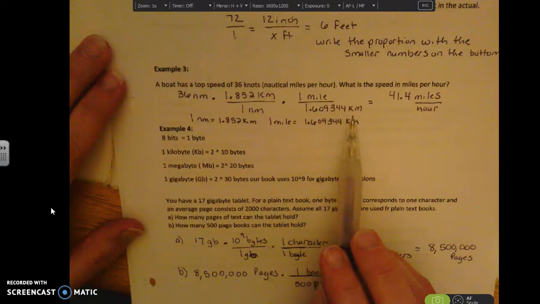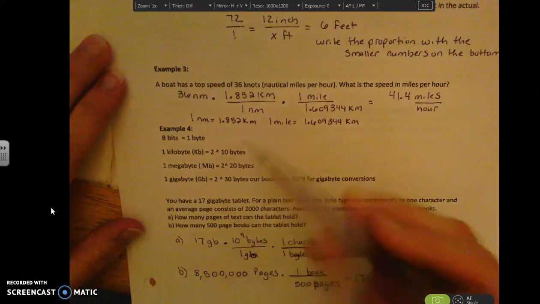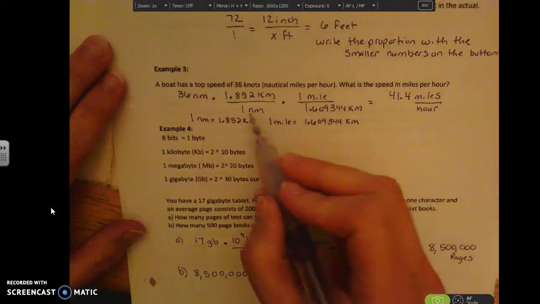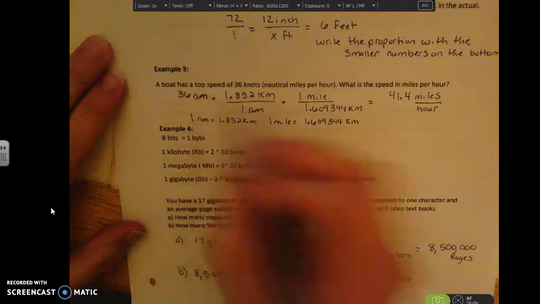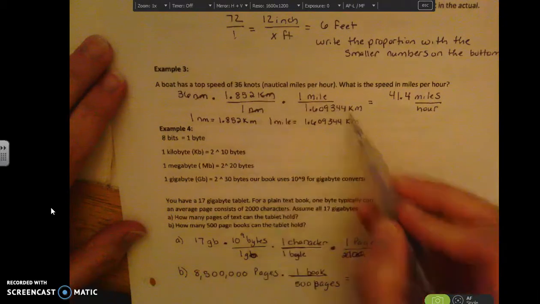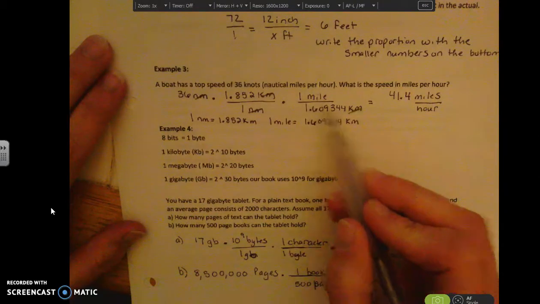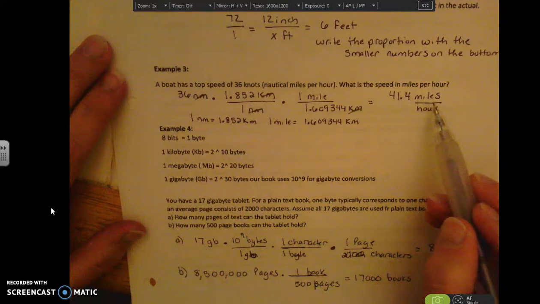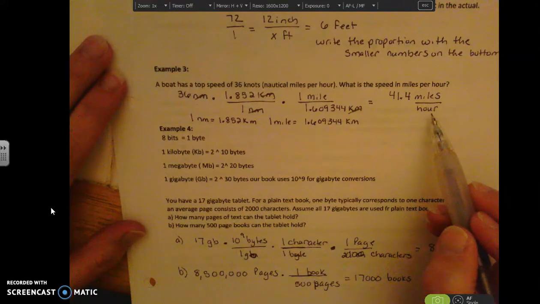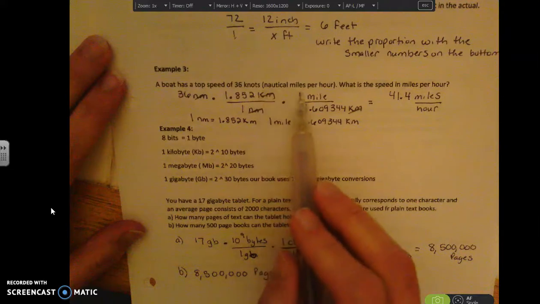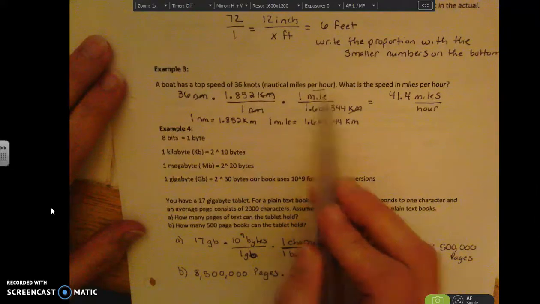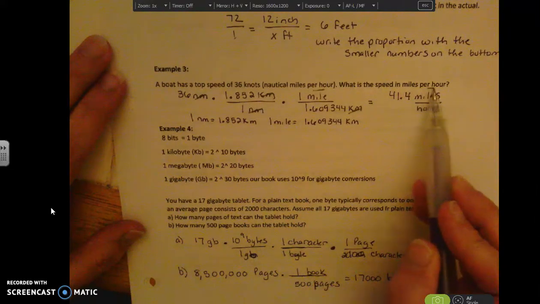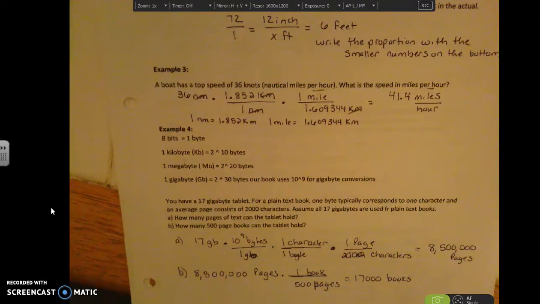1.609344 kilometers. And if you'll notice again, like we've done before, the nautical miles cancel out, the kilometers cancel out, and so I'm left with miles. So I have 41.4 miles per hour. Notice on this one I had per hour here, and I'm looking for per hour here, so I don't have to worry about converting the time.